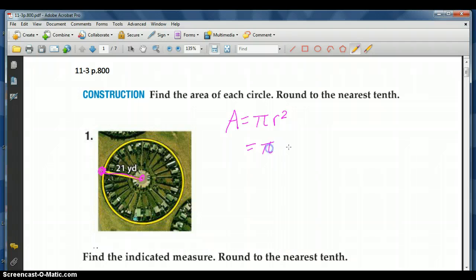So multiply pi by 21 squared. Using your calculator, just type in pi times, and use your pi button, not 3.14. So pi times 21 squared, to the nearest tenth is 1,385.4 square yards.